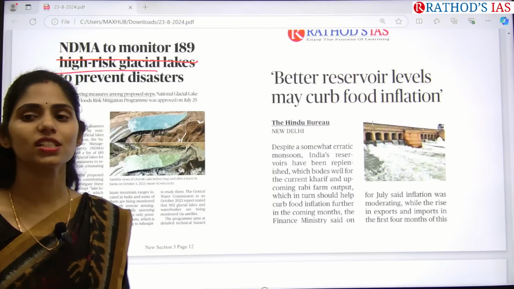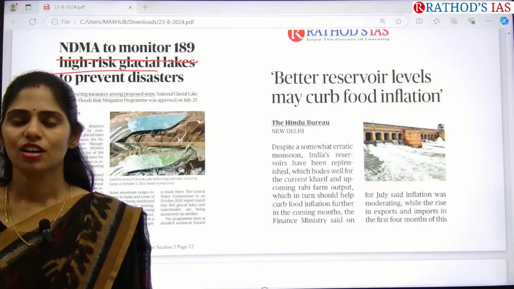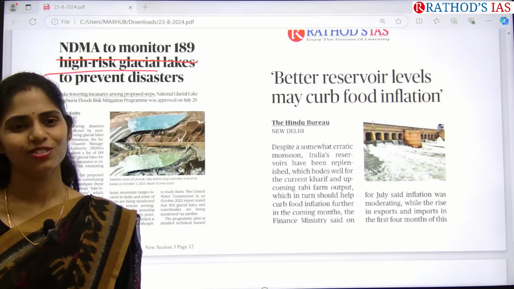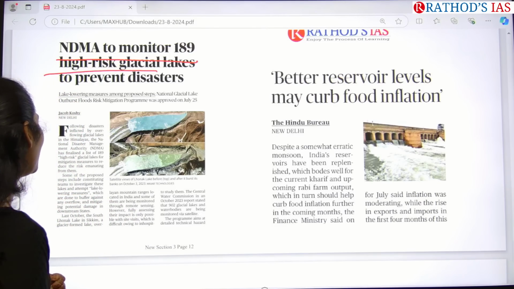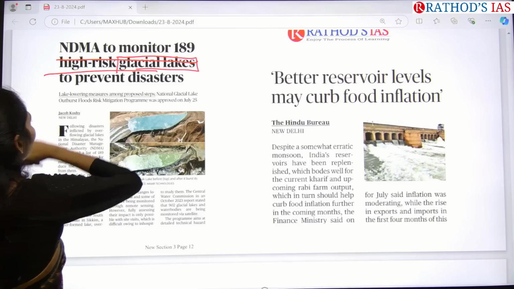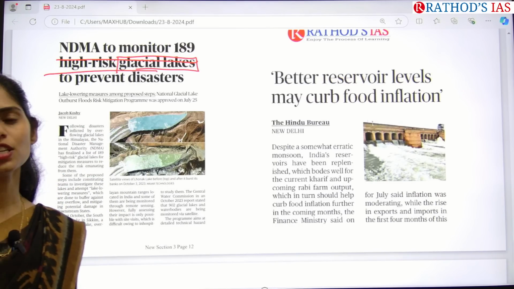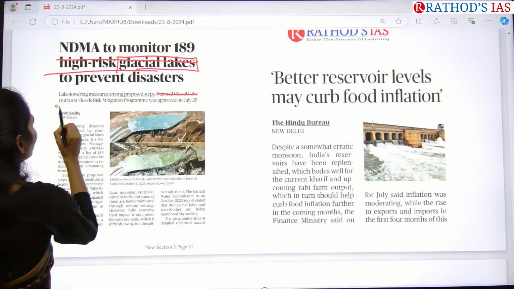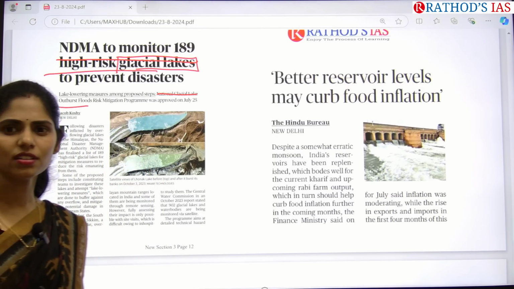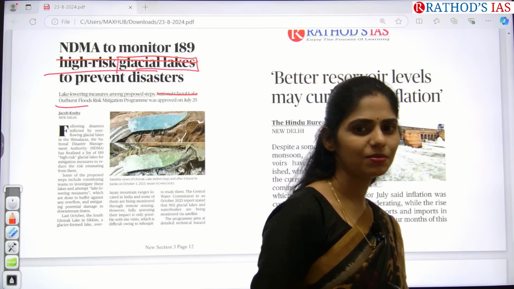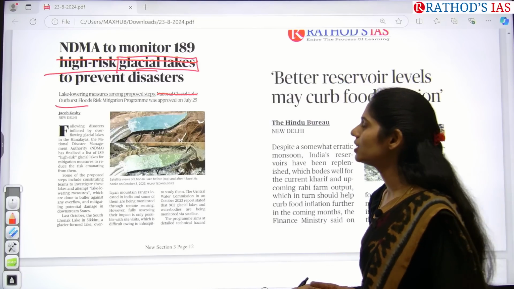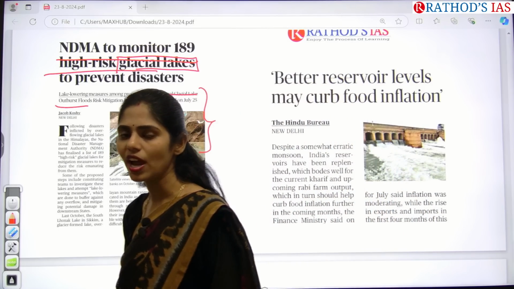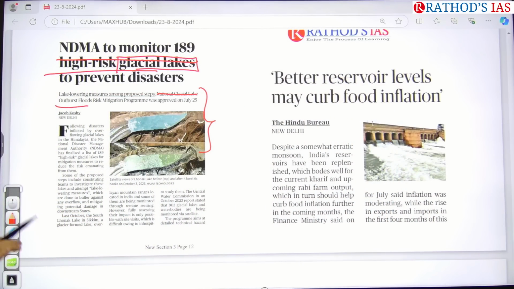So why do we have to monitor these glacial lakes? What will happen? Sea level increase. Next. I'm particularly asking about these glacial lakes. If you're not monitoring this glacial lake, it may lead to a glacial lake outburst flood. Okay. So because of this, NDMA, what is NDMA? National Disaster Management Authority. It is going to monitor these high-risk glacial lakes. So you have to see what the risk involved in these glacial lakes is. You should at least know 4 to 4.5 points regarding glacial lakes.